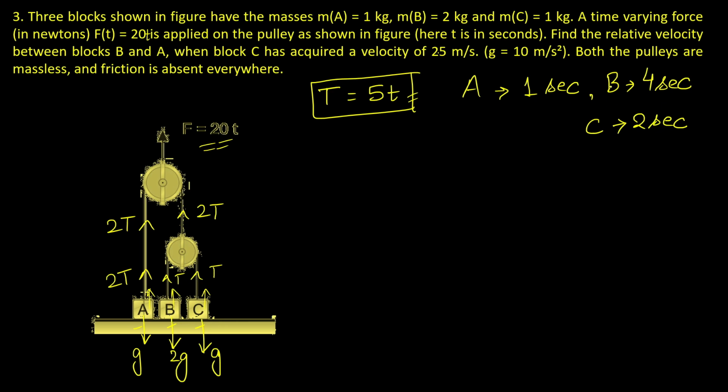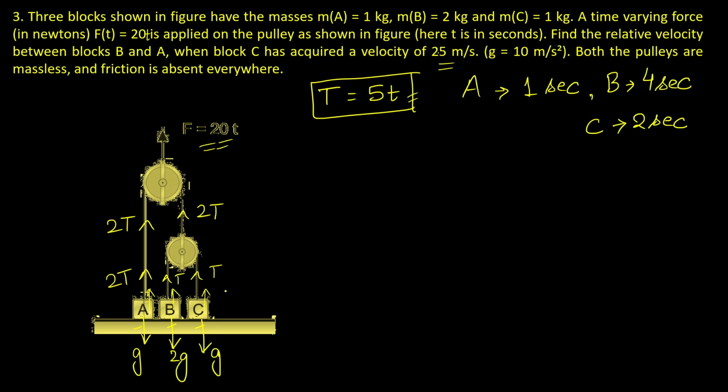Now what is given in the question, like how to proceed after this? Well, it is given that block C has acquired a velocity of 2.5 meters per second. So we need to concentrate on block C now, because we have one known over here. Otherwise we do not have any known. So we need to find any known things and then we need to move in that direction.